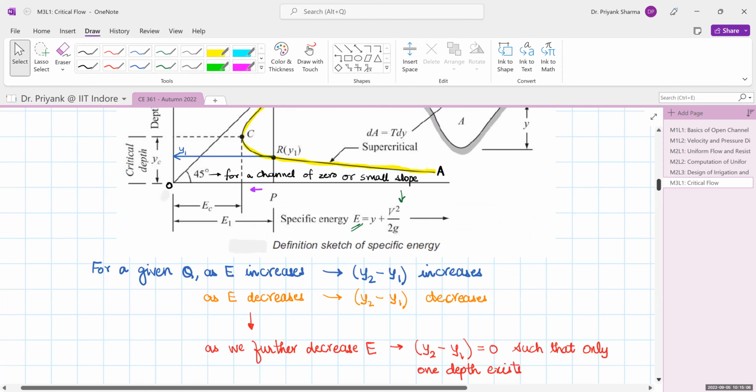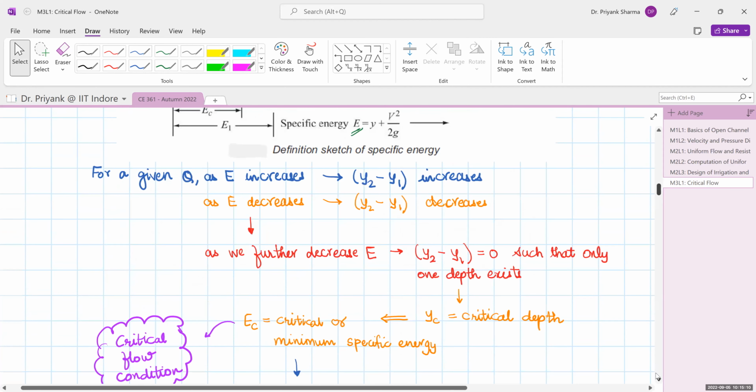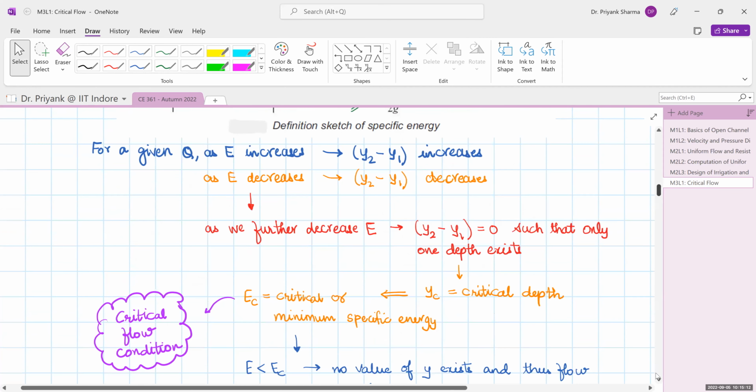Now what are our observations? To summarize them, for a given discharge, as E increases, the difference between the alternate depths, y2 minus y1, increases, and as E decreases, the difference decreases. Now, as we further decrease E, y2 minus y1 becomes 0, such that only one depth exists, and that particular depth is called the critical depth.